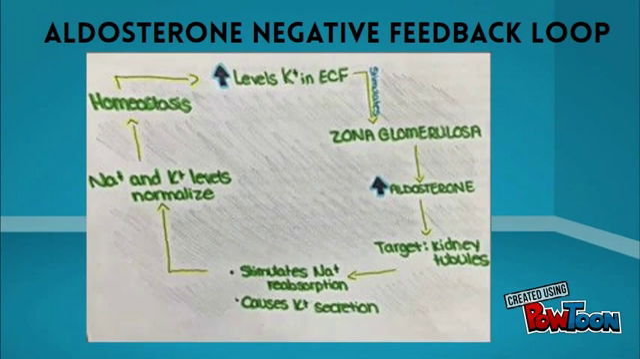Aldosterone negative feedback loop. An increase of potassium in the ECF stimulates the zona glomerulosa to increase aldosterone secretion. Aldosterone targets the distal portion of the kidney tubules where it stimulates sodium reabsorption and causes potassium secretion. Sodium and potassium levels return to normal values.